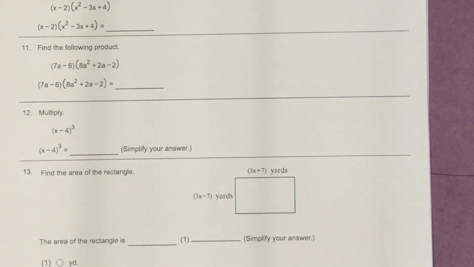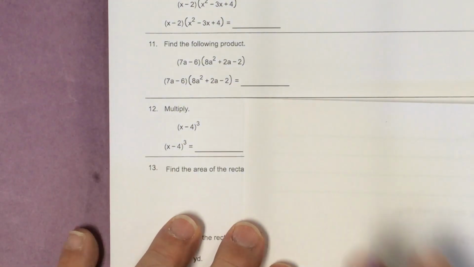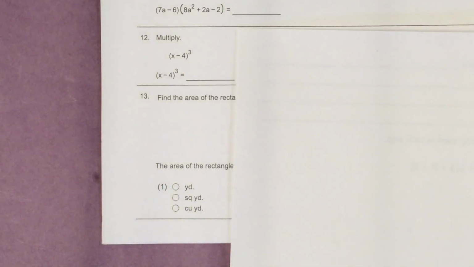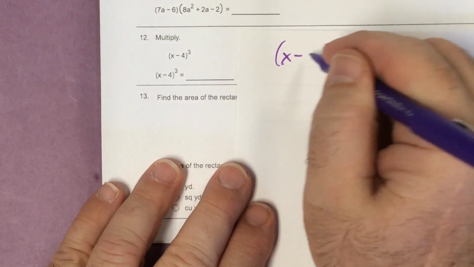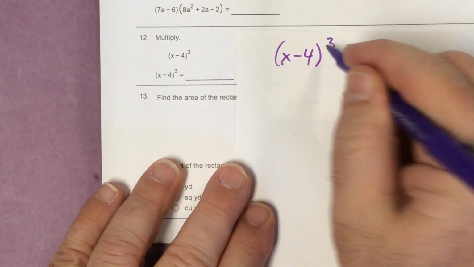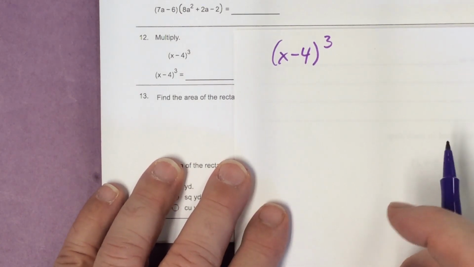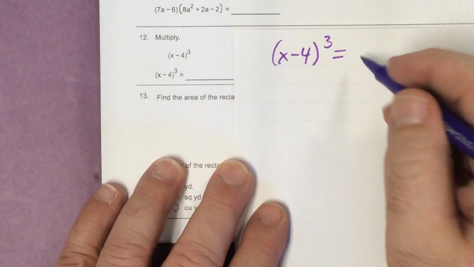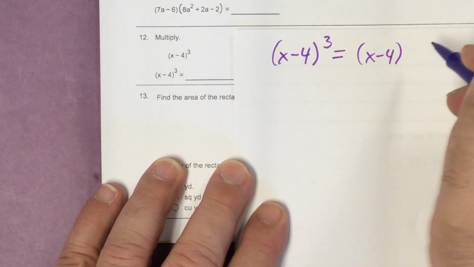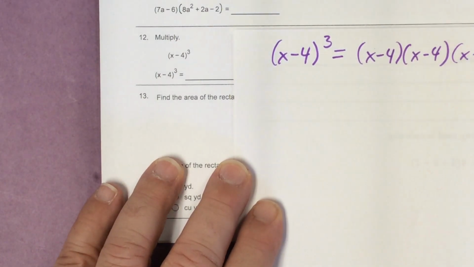I'm going to show number 12, because I'm sure that's probably a question students are wondering a whole lot about, how they would do that. So let me make sure that this is visible for everyone to see. So 12 is asking the question, well, if I take the quantity of x minus 4 and cube it. So how do we go about doing a question like this? Well, we should probably expand this out to get some sense of what this is. So x minus 4 cubed is going to be x minus 4 times x minus 4 times x minus 4.